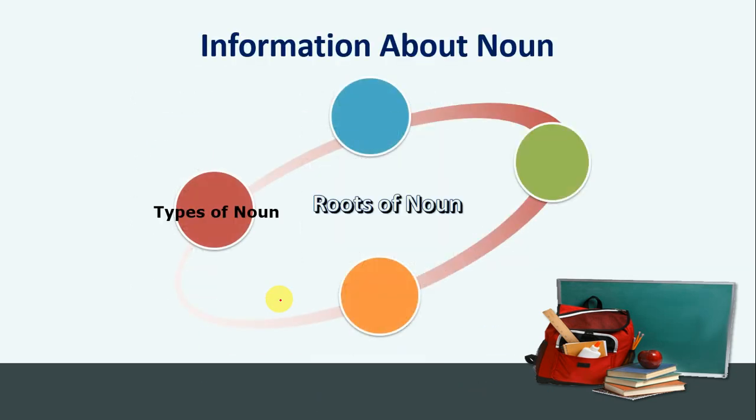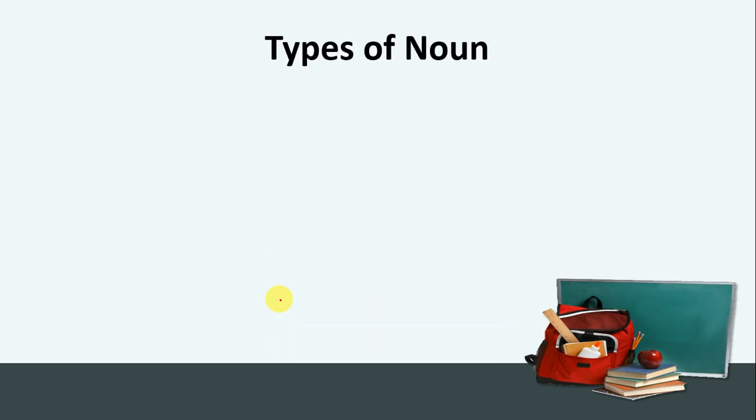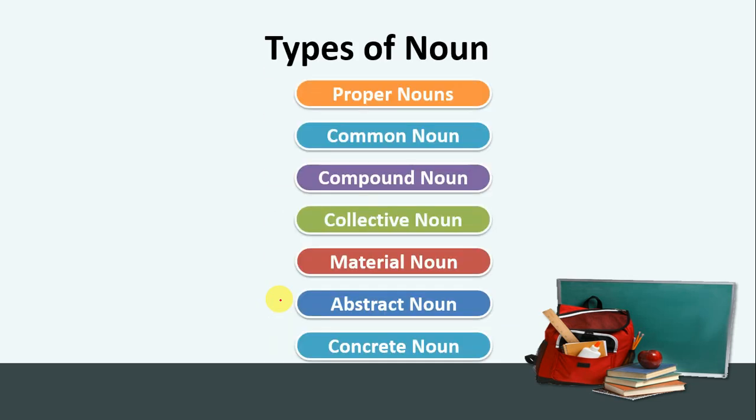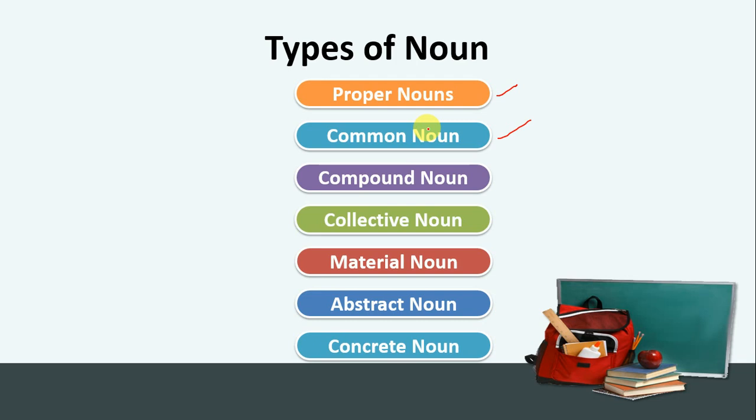Okay, after this we will study types of noun. So these are the types of nouns. First we have proper nouns, common nouns, compound noun, collective noun, material noun, abstract noun, and concrete noun. We are going to study only two types of noun in this lecture. Inshallah, in upcoming classes we will be covering the other types of nouns as well. So in today's lesson we will be studying only these two, proper nouns and common nouns.